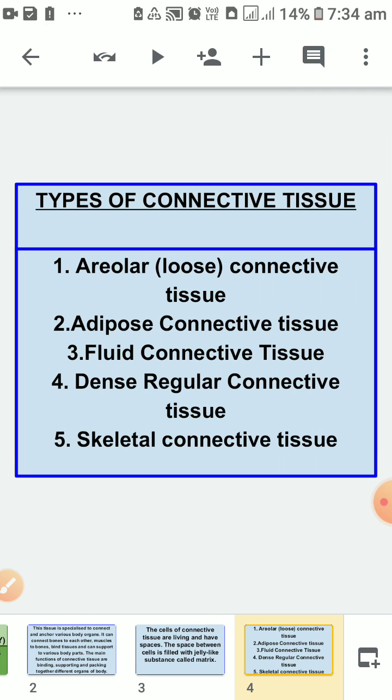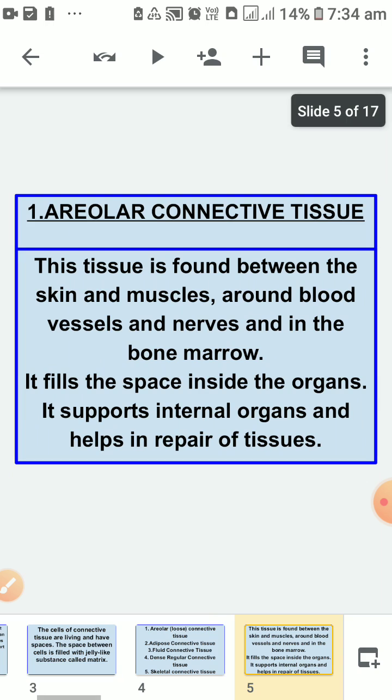Now the types of connective tissue. Connective tissue can be of 5 types: areolar or loose connective tissue, adipose connective tissue, fluid connective tissue, dense regular connective tissue, and skeletal connective tissue. The first one is areolar connective tissue. This tissue is found between the skin and muscles, around blood vessels and nerves, and in the bone marrow. It fills the space inside the organs. It supports internal organs and helps in repair of tissues.